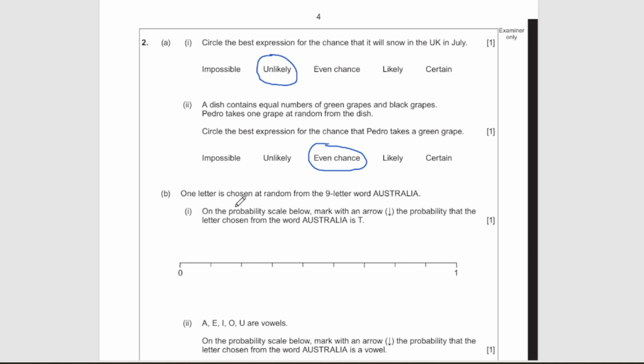2B. 1 letter is chosen at random from the 9-letter word Australia. On the probability scale, mark with an arrow the probability that the letter chosen from the word Australia is a T. There's 9 letters. On this scale, we've got 1, 2, 3, 4, 5, 6, 7, 8, 9 little prongs. We've got 9 sections on this scale, and there's 9 letters. So how many letters in Australia are a T? Well, there's only 1. So therefore, I'm going to put my arrow on the first section.